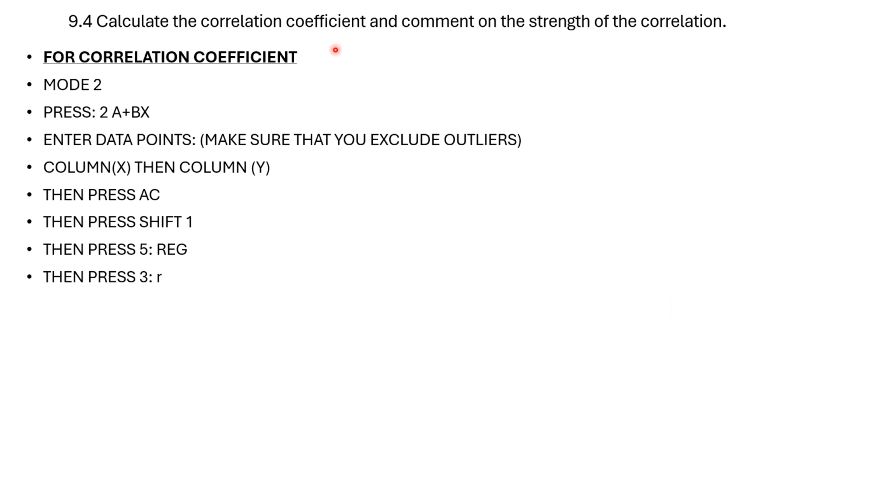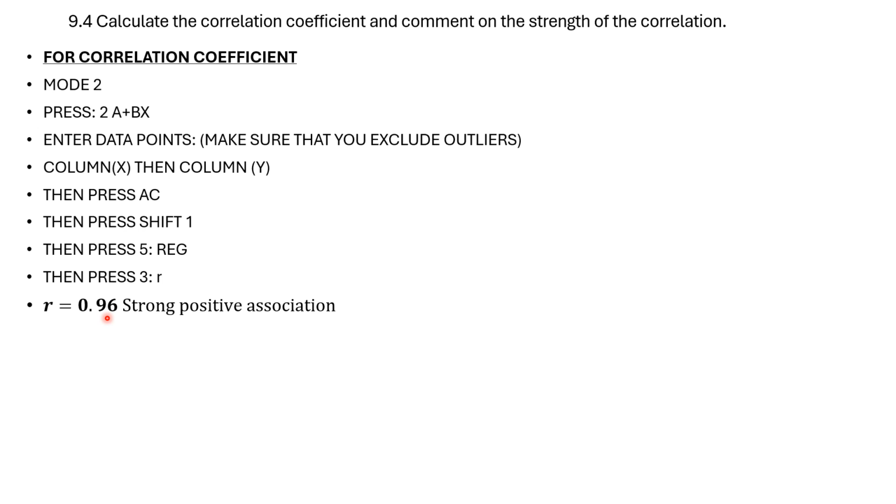Calculate the correlation coefficient and comment on the strength of the correlation. So for the correlation coefficient, if we have a Casio, we press mode 2. Then we press 2 to choose A plus BX. Again, we add the data points. We exclude the outlier, that 120 and 60. 1 into column X, then column Y. Then press AC. Now you're going to press Shift 1, 5, and we select 3 where R is. Right, so once we've done all of this on my calculator, I get R equal to 0,96.